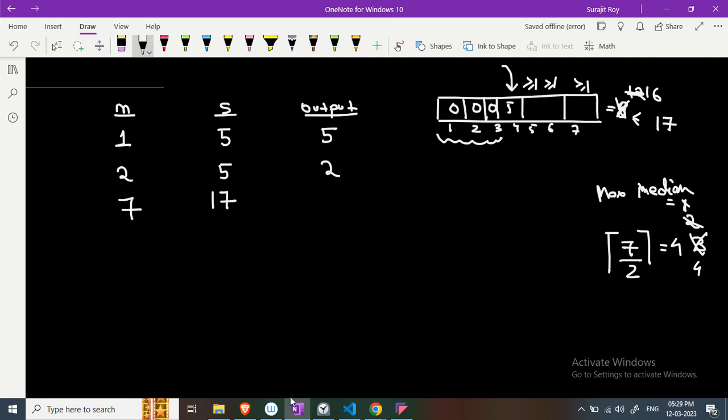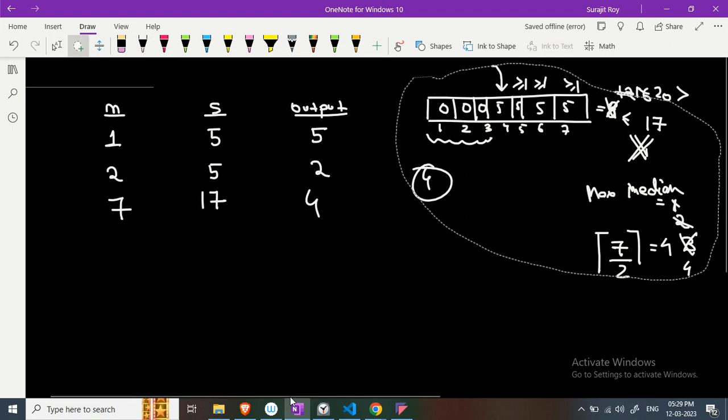Now let's suppose we take 5 as all the elements. I am taking 5 as the median. So this will be 5, this will be 5, this will be 5, this will be 5. Now 5 into 4 is 20, and 20 is greater than 17. So this will not be the median. So 4 is our answer. So in this case the output will be 4.